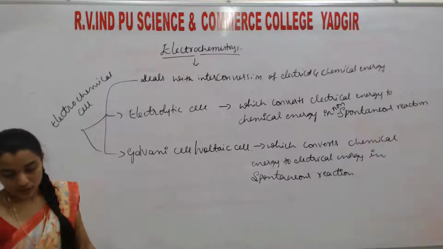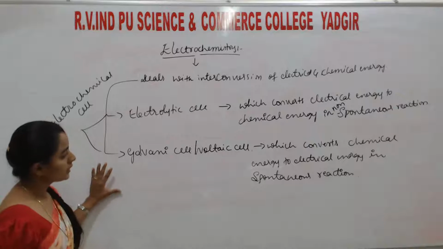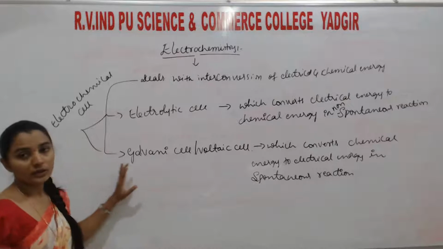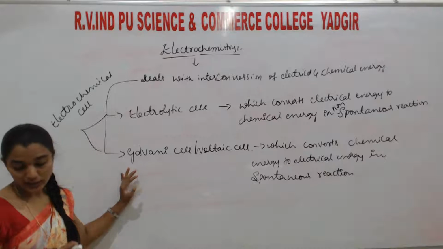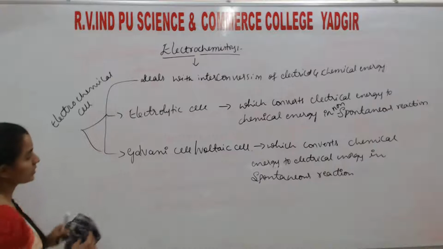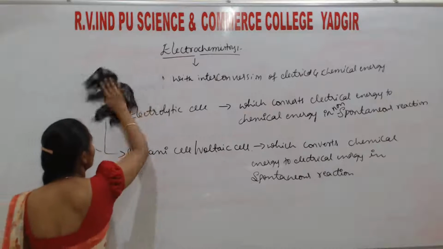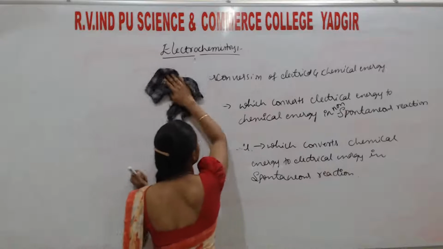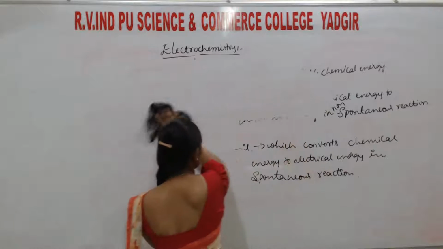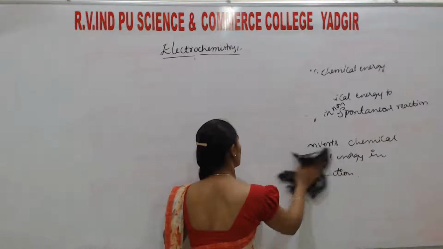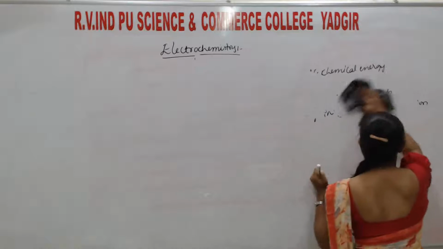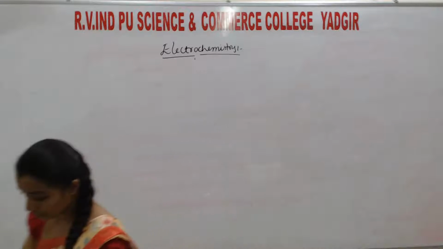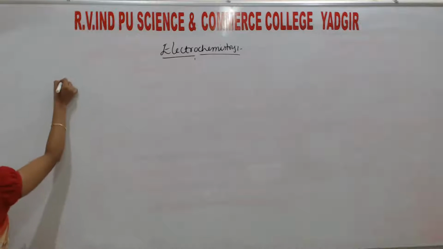Understand? So students, the galvanic cell converts chemical energy to electrical energy. The main important cell I am going to discuss is the Daniel cell. These are the terms. What is an electrolytic cell? What is a galvanic cell? That is important for 1 mark. In this, the very important one is the Daniel cell.